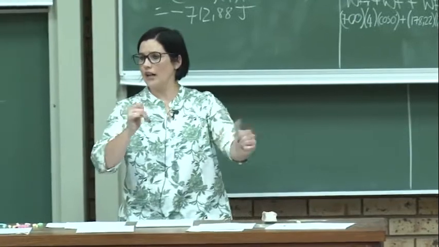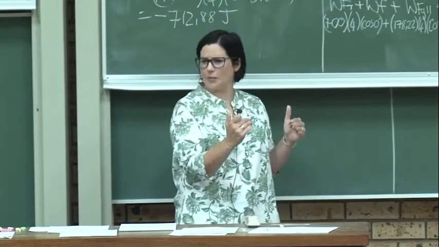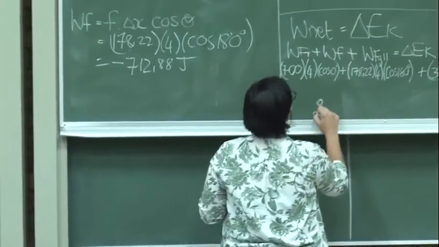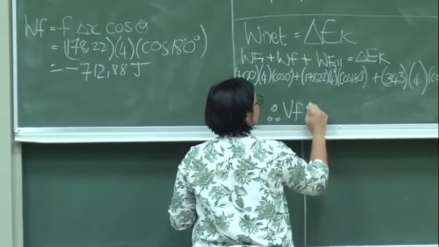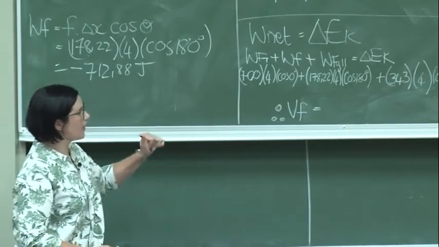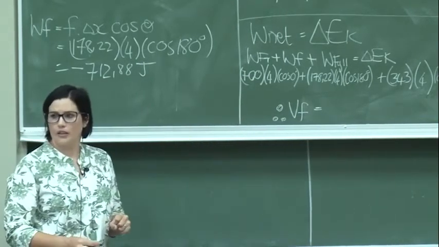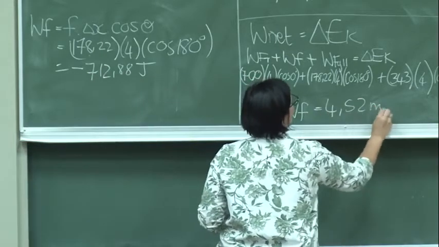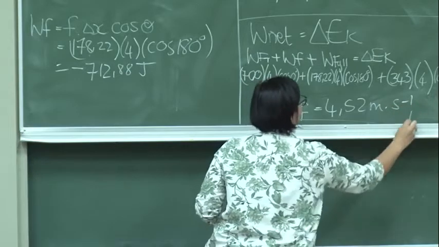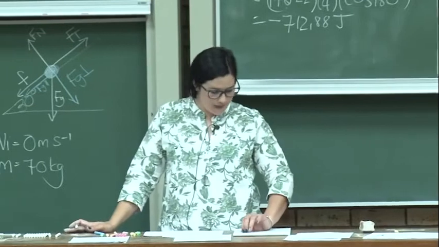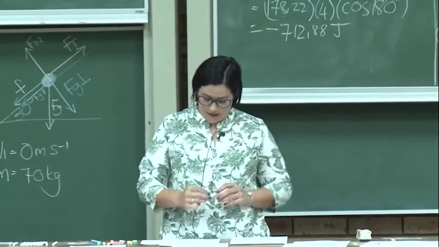And now I can choose if I'd like to break it up some more for myself to make it easier, or just go straight to V final. And if you do that calculation, what do you think our answer is going to be? 4,52 meters per second. Yes. Well done. And then we get to the final question.